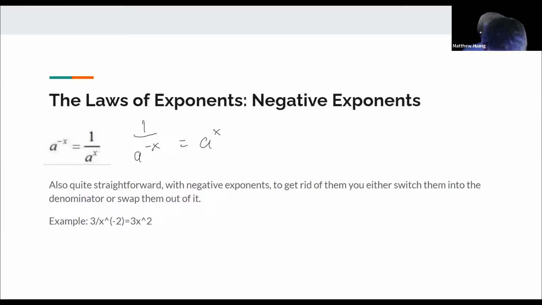So for this one, it's 3 over x to the negative 2. And then to get rid of this negative exponent, we just put it into the denominator instead. So this turned into 3x squared. This just gets moved up. Are there any questions? If not, let's move on.